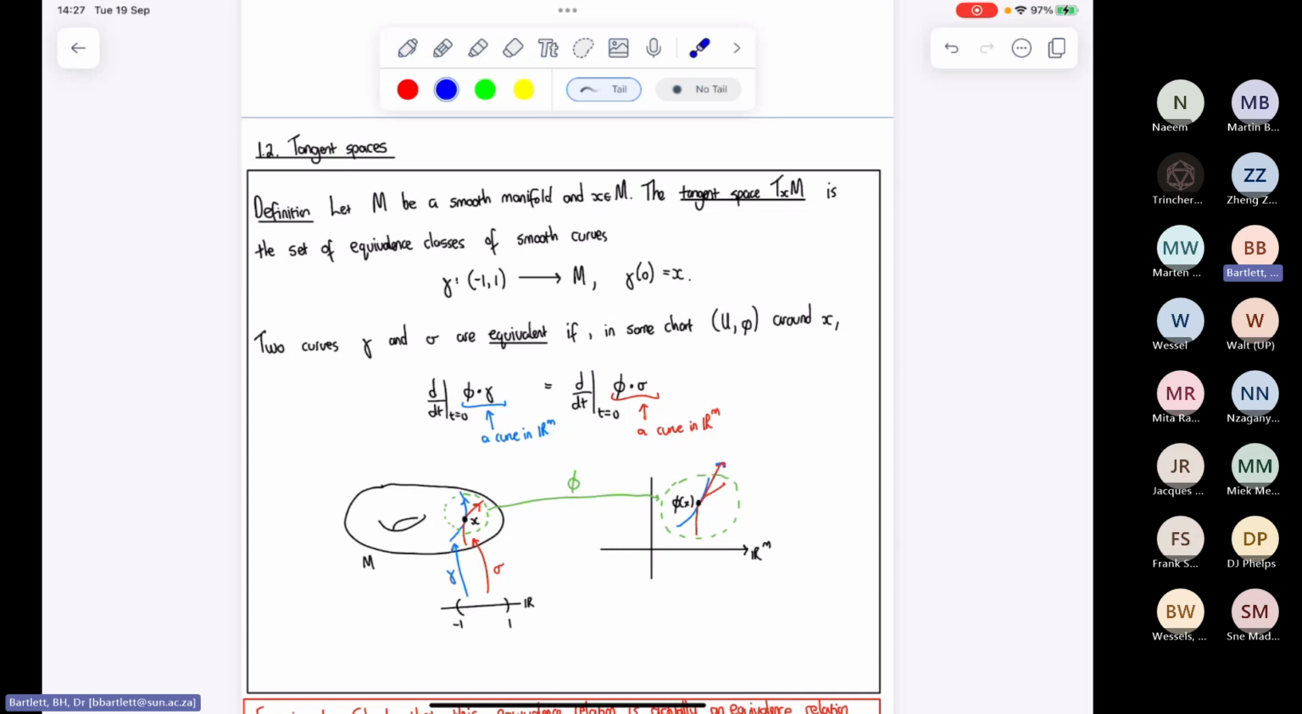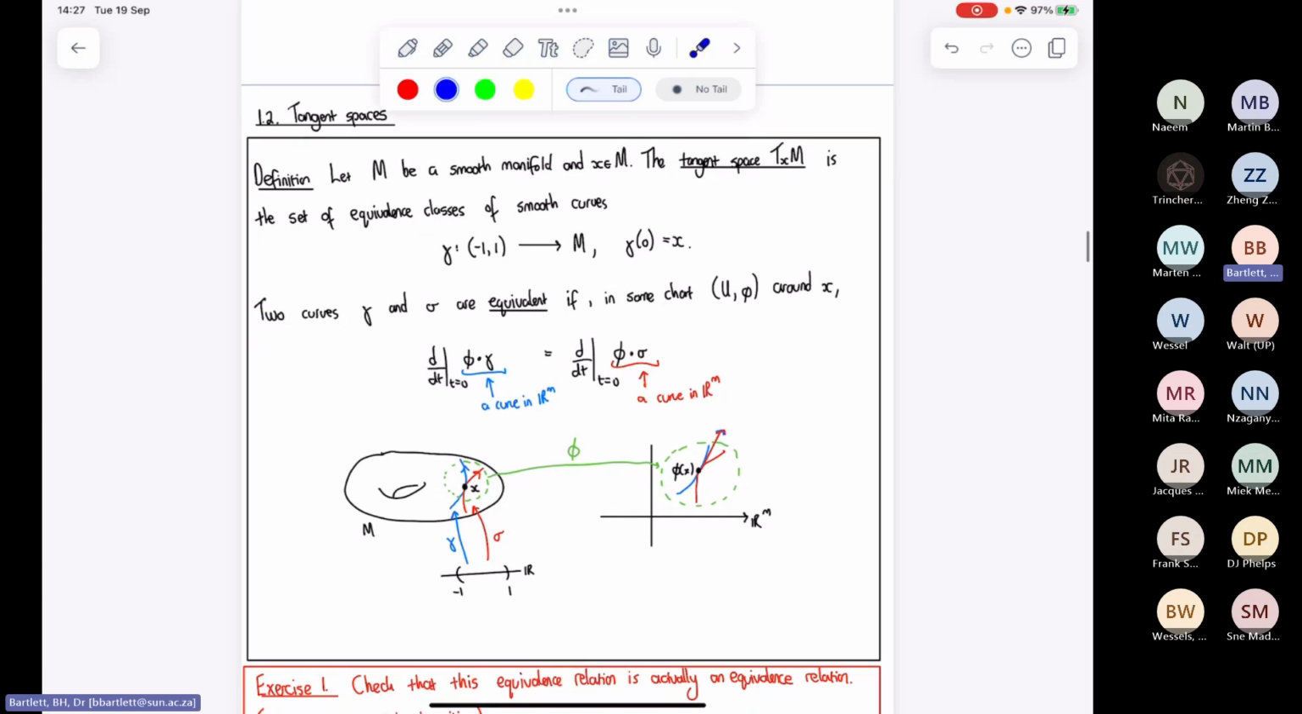The two curves, gamma and sigma, are called equivalent, because I said it's the set of equivalence classes of such curves. The two curves are equivalent if in some chart around x, the derivative of gamma calculated according to the phi chart is equal to the derivative of sigma calculated according to the phi chart, right?